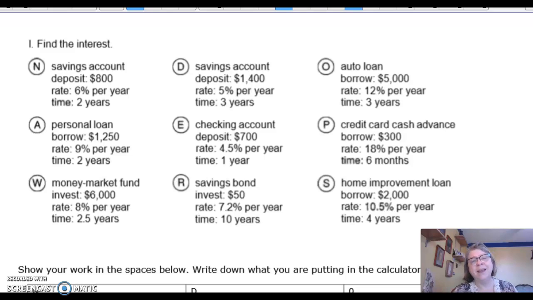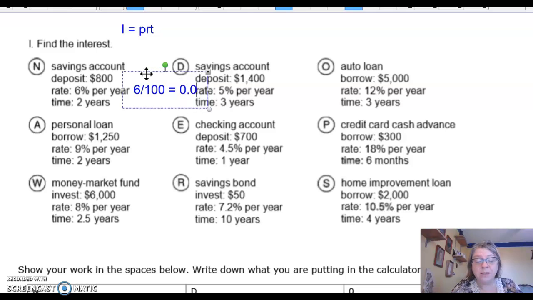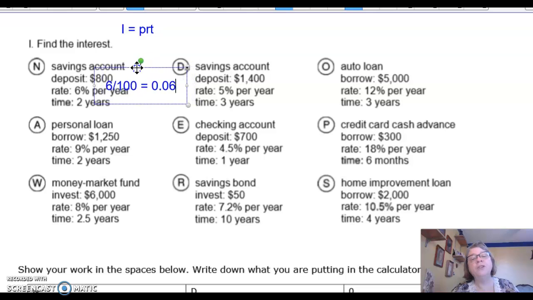Principal, rate, and time. So all you are going to be doing is using that simple equation formula, and you'll have to convert your rates to decimals, your percents to decimals, by doing the percent 6 divided by 100, which equals 0.06. So basically all you're doing is changing the number to a decimal place.